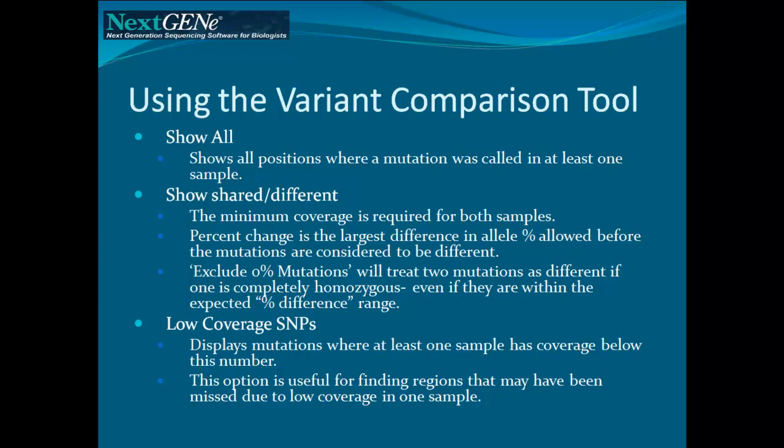This minimum amount can be assumed to pass if one sample has no mutant alleles by selecting the Exclude 0% mutations option. This means that a homozygous normal and a 20% mutant will still be treated as different even if the minimum difference is set to 30%. The low coverage SNP setting is useful for finding mutations that were missed by some projects due to low coverage.